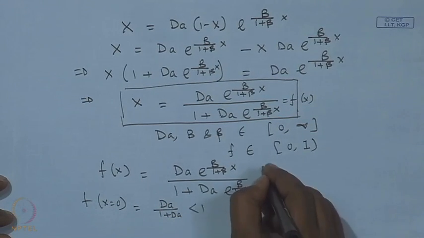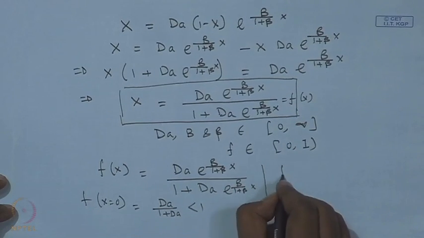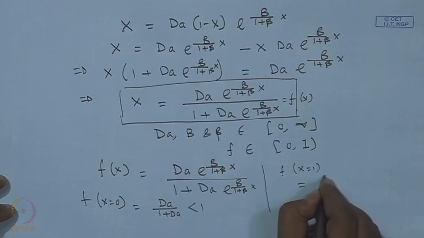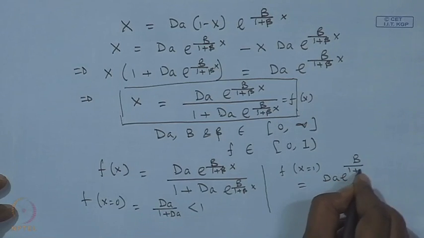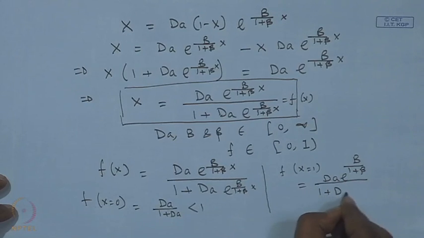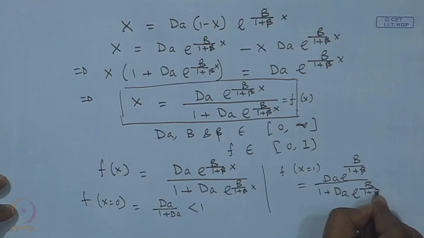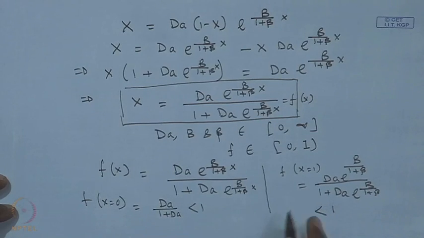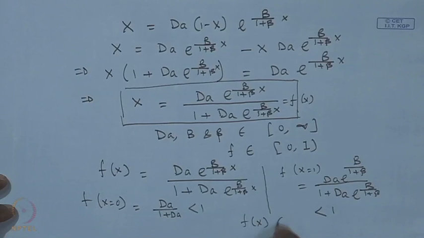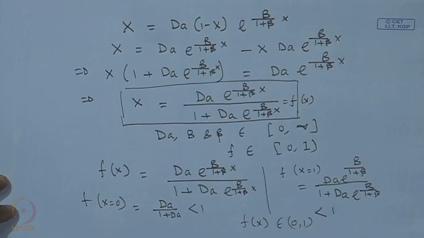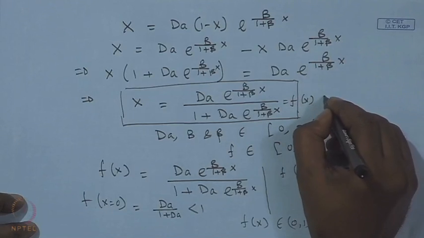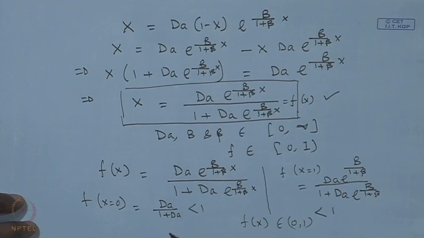So, this is less than 1. If we put the maximum value of x, x equal to 1, f of x will be dA e to the power b divided by (1 plus beta), divided by 1 plus dA e to the power b divided by (1 plus beta). So, this is also less than 1. So, for the whole domain of x lying between 0 and 1, f of x is also lying between 0 and 1. So what is f doing now? f is taking a value from the x domain, which is between 0 and 1, and mapping it onto the same domain 0 to 1. So, the choice of this function x is equal to f of x is appropriate and we can go ahead with this.